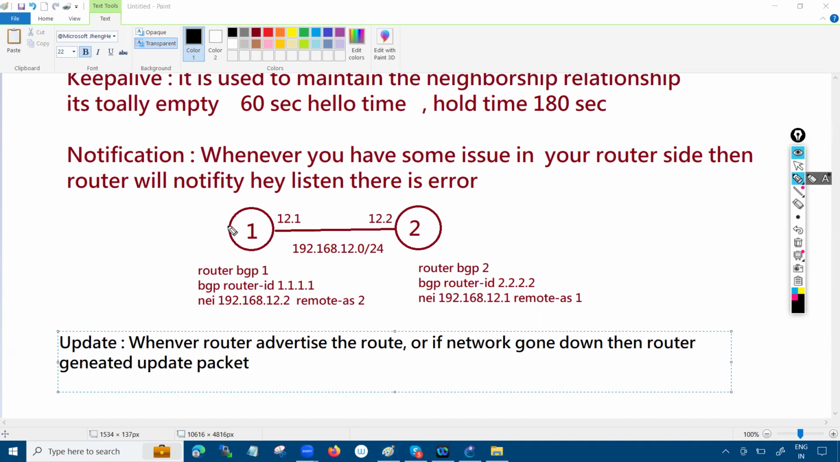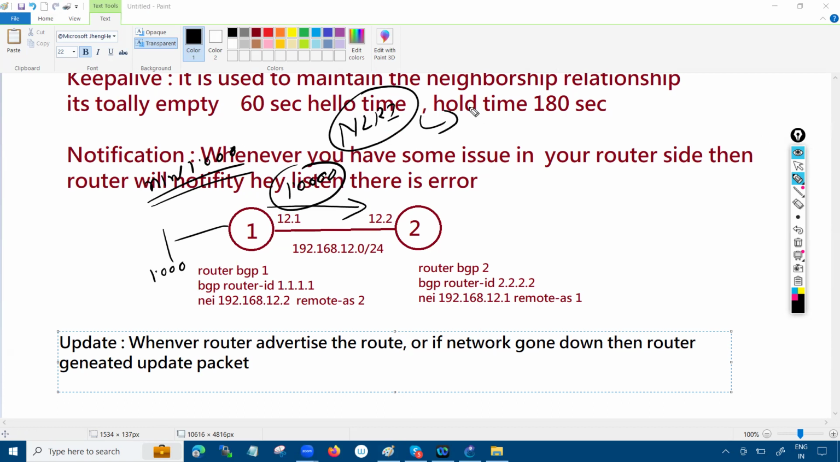For example, you have a network 1.0.0.0. If I put the network statement, take for example 1.0.0.0, then what happens? I will generate the update packet. In this update packet, I will put the 1.0.0.0 information as an array, the network layer reachability information, and the array is a combination of two things, prefix and prefix length. So this is the normal update packet.